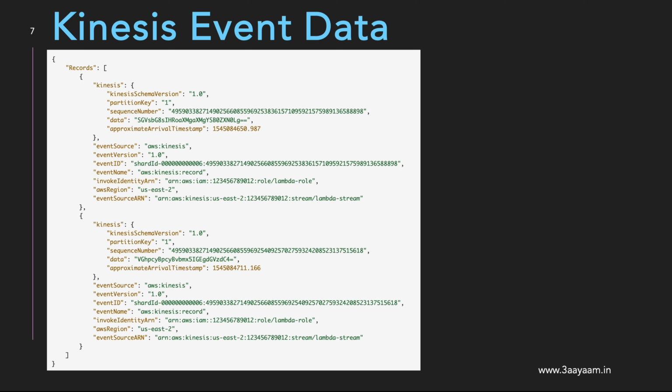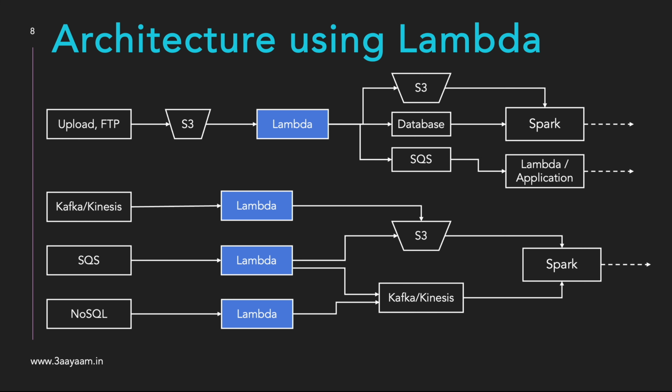If you want, you can try with Kafka, sending data to Kafka, and then that should trigger a Lambda function which would contain Python code. But you cannot run PySpark code. Now let me try to understand some of the architectures using Lambda.